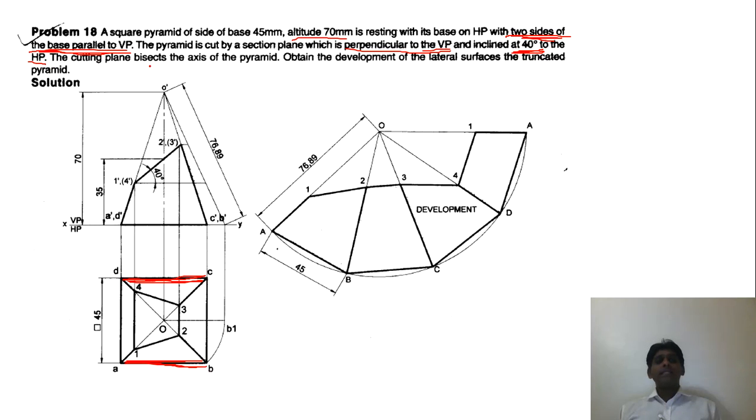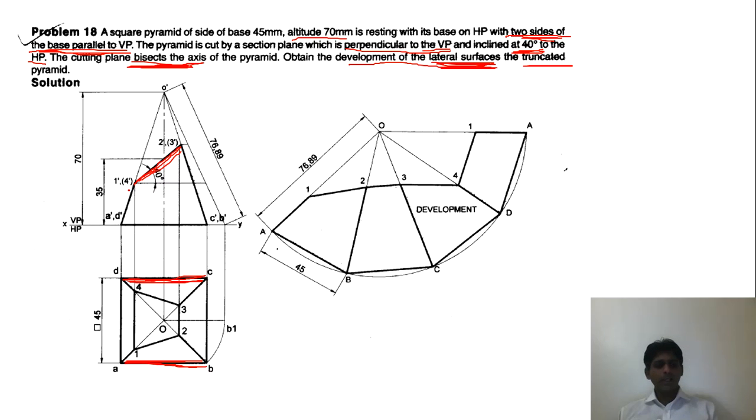The cutting plane bisects. Again, the distance is not given, but bisects means it is going to cut the axis into two equal parts of the pyramid. Obtain the development of the lateral surfaces. Again, they have mentioned lateral surfaces, meaning only the sides. It means we are not going to consider the base for development. The truncated pyramid: because it is cut at 40 degrees, it is a truncated pyramid. A frustum of the pyramid means this section will be parallel to the horizontal plane.